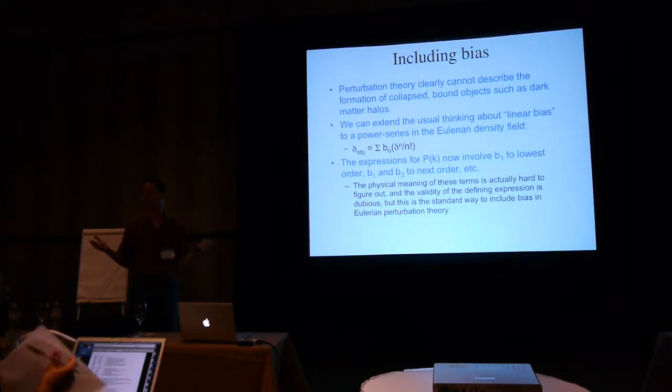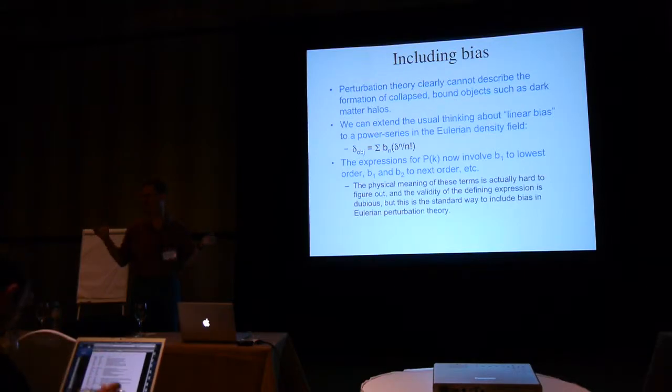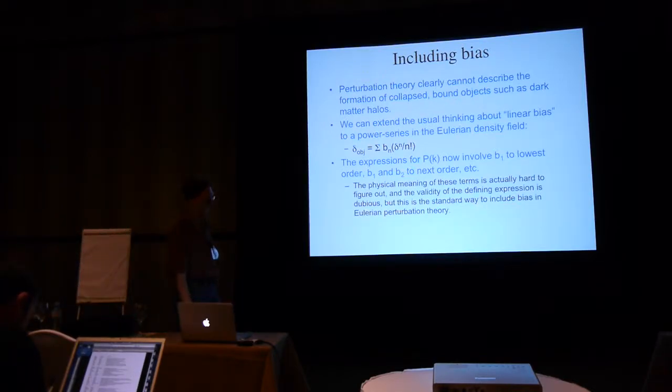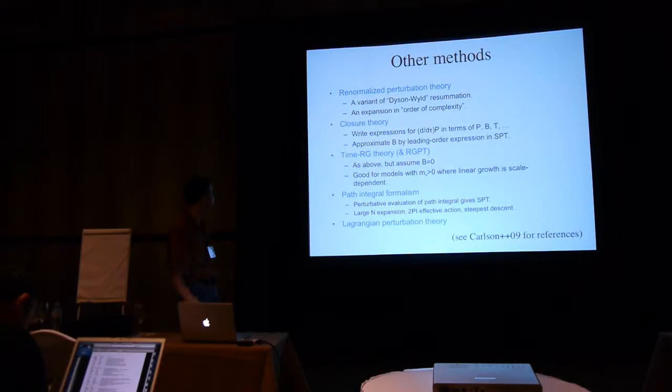What do you change? Does that mean I ramp up quasar feedback? Do I ramp it down? I mean, it's totally unclear what you're meant to do with these. But this is, in fact, the standard way of including bias in Eulerian perturbation theory. And so you often see these terms B sub 1, B sub 2.